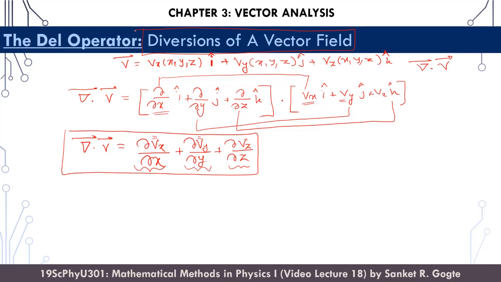Let's consider one example. Suppose I have v as x square yz into i plus xy square z into j plus xy into z square k, and I am calculating the divergence of this vector field v.